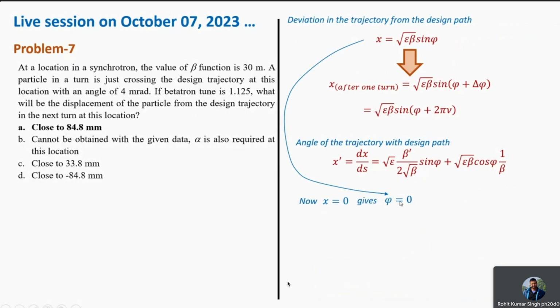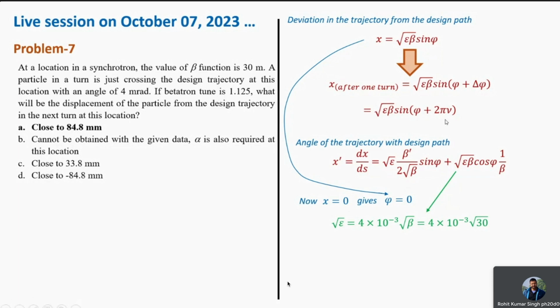Now, if we put phi equal to 0 in the second equation, x prime, because x prime is given as 4 millirad: the sin phi term will become 0 and cos phi will become 1. So x prime will be under root emittance by beta. So under root emittance by beta is equal to 4 millirad. So under root emittance will be 4 millirad into under root beta, and beta is given as 30 meter. So 4 millirad into root 30 meter. This is your under root emittance. So now you know under root emittance.